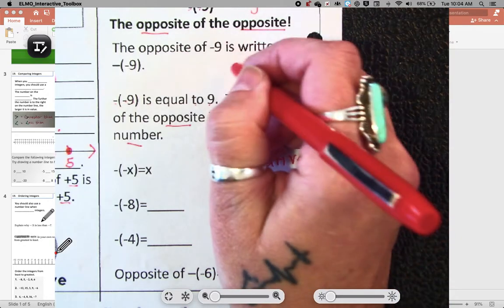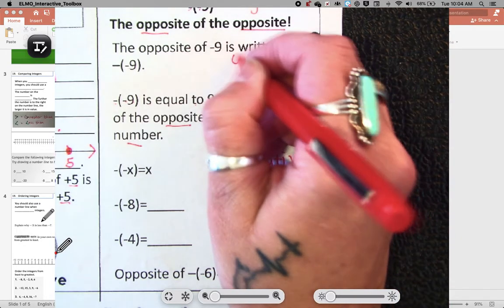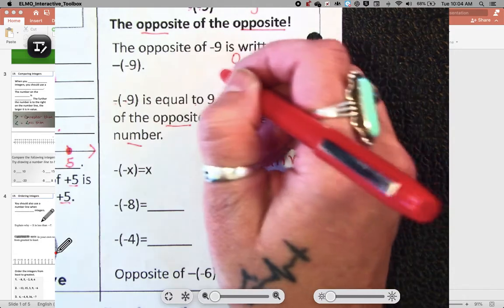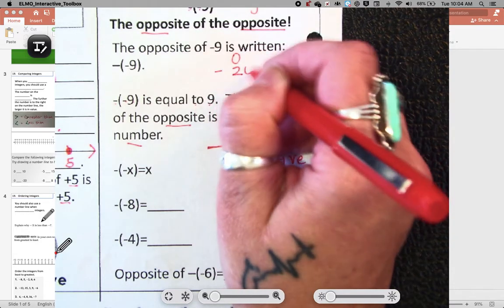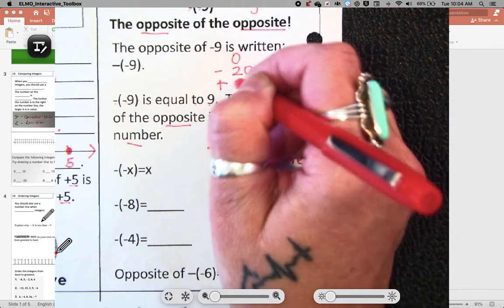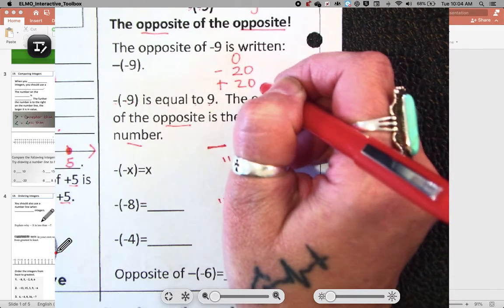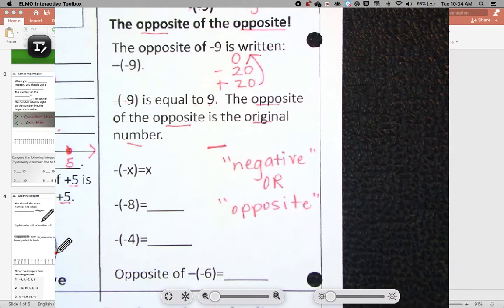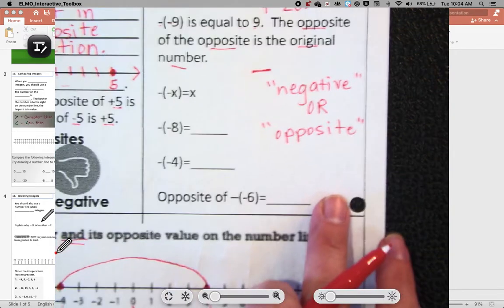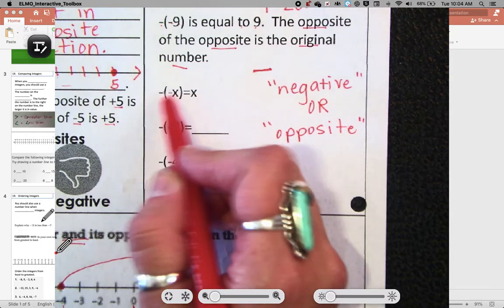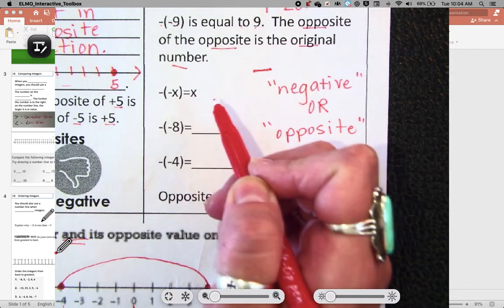It would be like if you had $0 in your bank account, you became overdrawn $20, but then you added $20 back in. That would get you to your original balance. So for any number, the opposite of the negative is the original number.